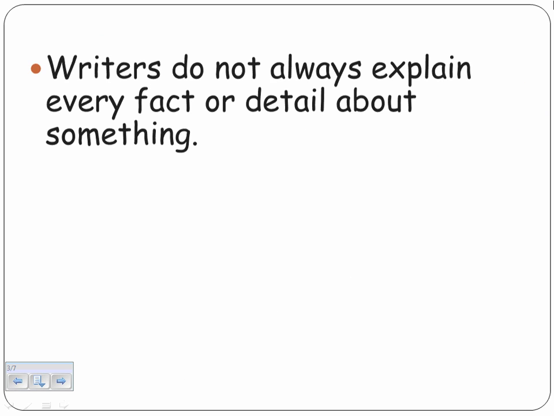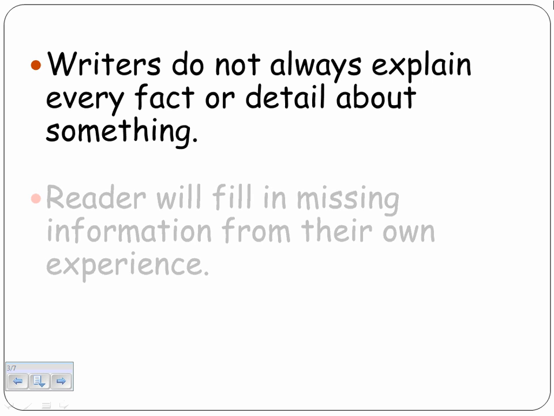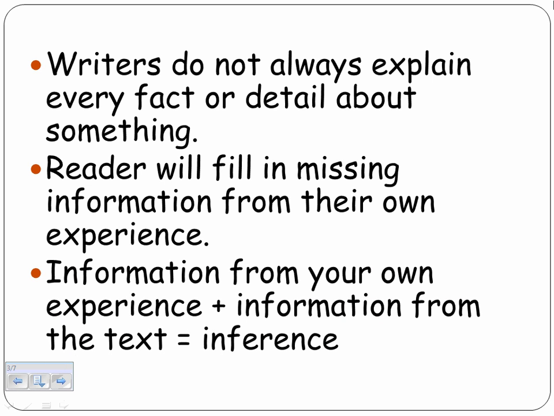A writer doesn't always explain every fact or detail about something, because they expect that readers will fill in missing information from their own experience. Readers do this by putting together what they already know and what they have read to make the best guess they can. When readers add information from their own experience to what is stated in a text, they are making an inference. People make inferences all the time, not only in their reading but in other ways as well. For example, people make inferences when they look at a photograph or see someone walking by on the street.